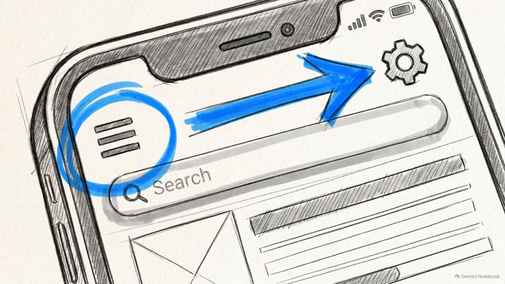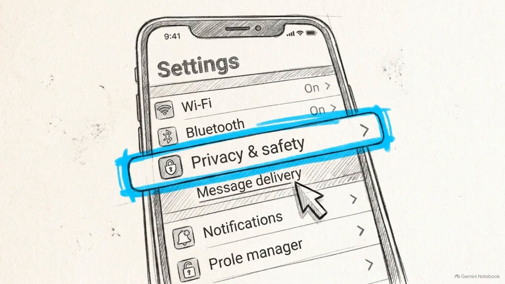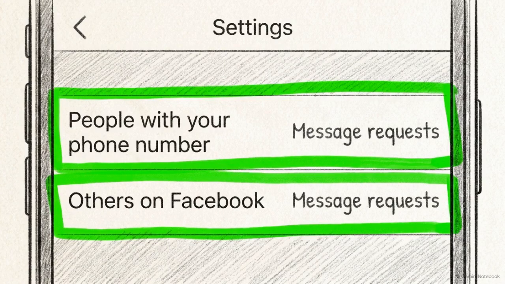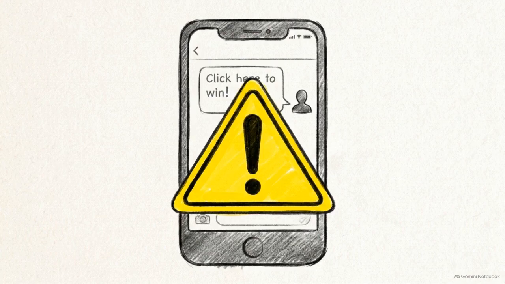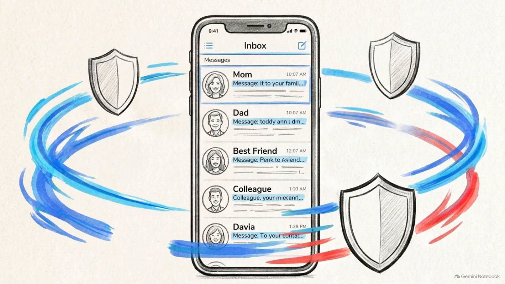Open Messenger, tap the 3-line hamburger menu, and locate the universal gear icon for your settings. Scroll down to the Privacy and Safety section and tap into Message Delivery. Change the routing settings for both people with your phone number and others on Facebook to the Message Requests option. This diagram illustrates what happens next. It physically separates familiar contacts from unknown inquiries and diverts those unknowns into a separate Requests folder. A message successfully reaching the app does not make the sender trustworthy. This filter protects your primary inbox from direct spam.